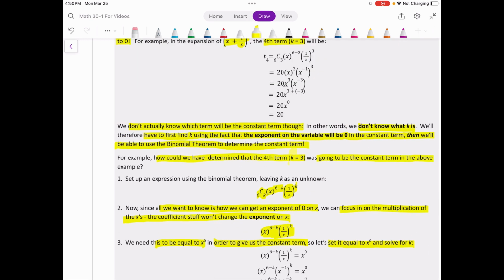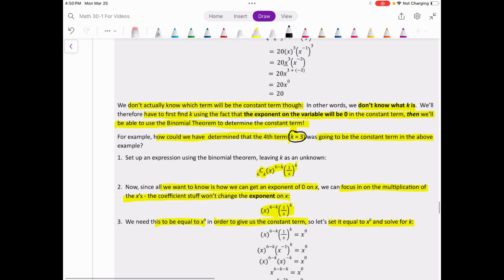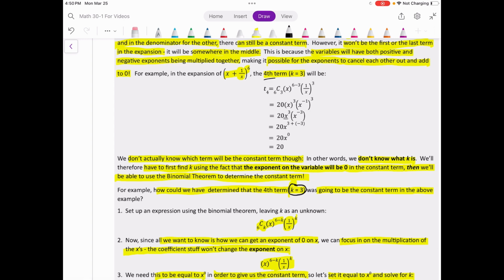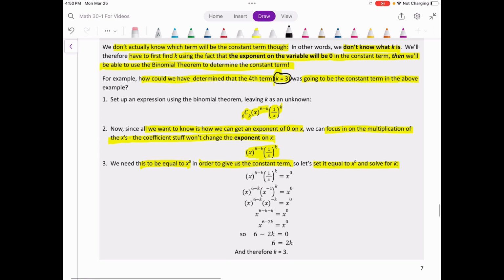I told you at the beginning here, let's just find the fourth term. K will be 3. I didn't tell you how I figured that out, right? But now we know, okay? All we did was figure out, well, we know for the constant term, the exponent on x needs to end up being 0. So if I'm taking x to the 6 minus k and multiplying it by 1 over x to the k, what is the correct k that ends up giving us an overall exponent on x of 0? And then algebraically, we figured out that that would have to be 3, right?